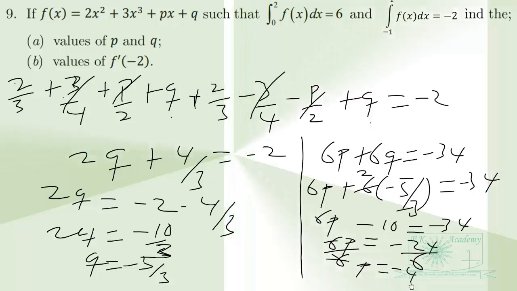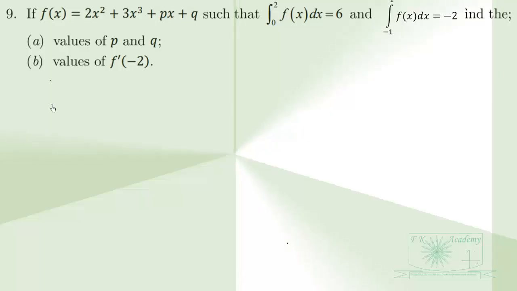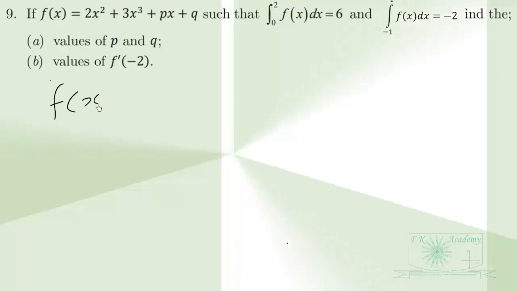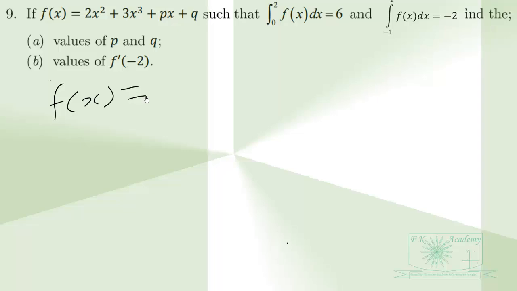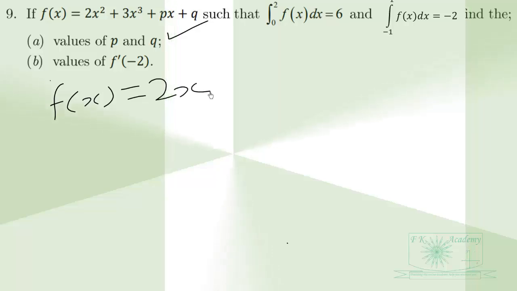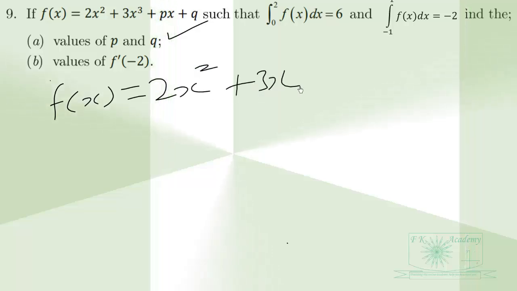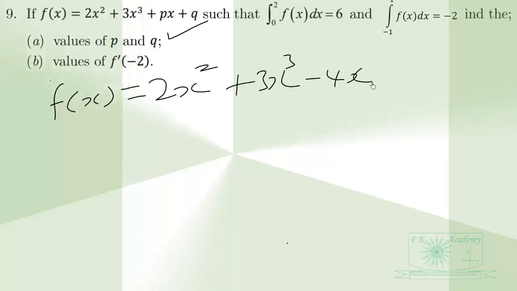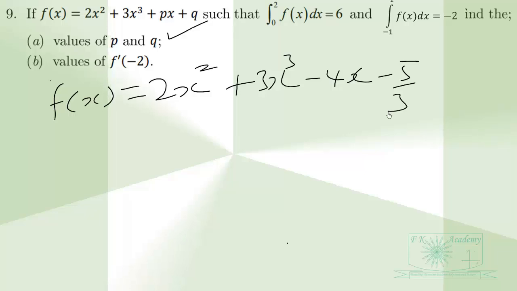So if p is negative 4 and q is negative 5 over 3, then the function f of x becomes, so we found p and q already, f of x will now become 2x squared plus 3x cubed minus 4x minus 5 over 3.